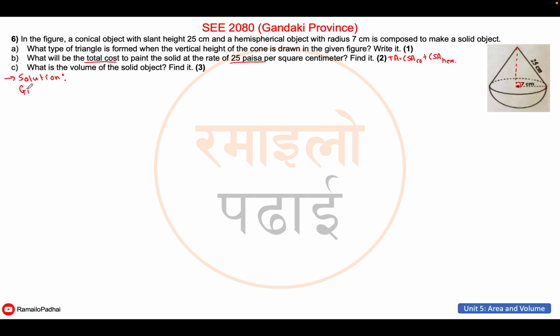Given, we will first write what is given to us. So slant height of cone, we will write that as SH is equals to 25 centimeter and the radius R is equals to 7 centimeter. Now we will draw a figure.